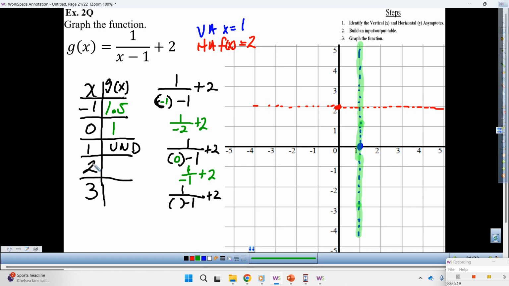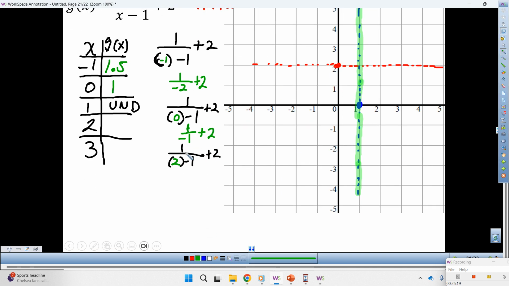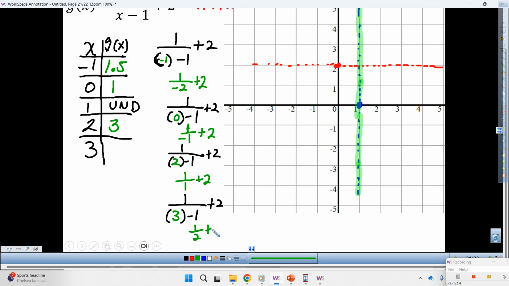What is my next value, everyone? The next value is 2. So we end up with 1 over 2 minus 1 is 1, plus 2. What is 1 divided by 1? 1 plus 2, that is 3. And the last one, we're going to substitute the value of 3. So 3 minus 1 is 2, so we end up with 1 over 2 plus 2. So what is 2 plus 1/2? That's 2.5.